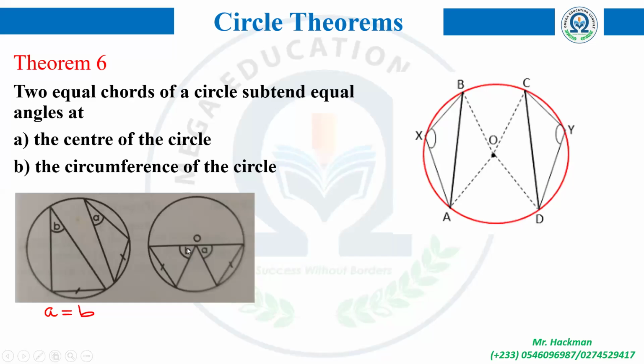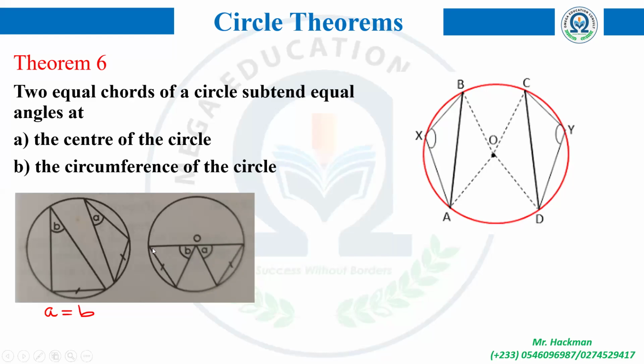But if you look at these two angles, A and B, you can see that A is being subtended by this chord. However, it is at the center this time round, not at the circumference. Can you see that? Hello, can you see that? Are you with me? Yes, please.